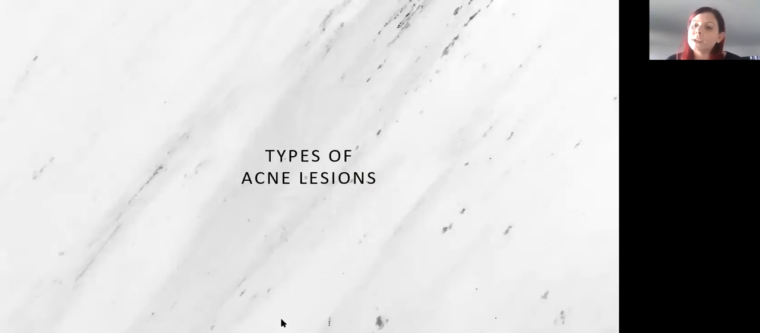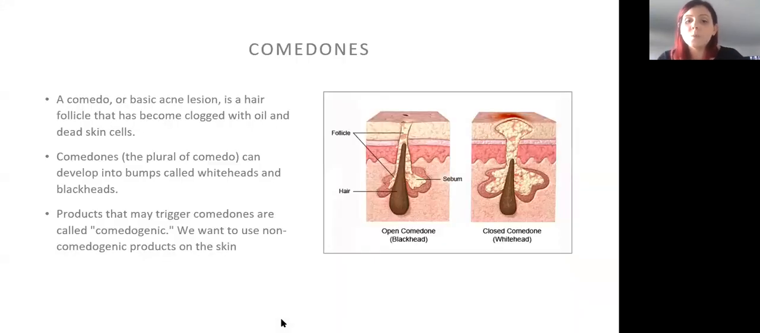So let's take a look at each type of these acne lesions. First of all, we have our comedone, or a basic acne lesion, which is a hair follicle that has become clogged with oil and dead skin cells. Comedones, which is the plural of comedone, can develop into bumps called whiteheads and blackheads. So we're going to look at both of those today.